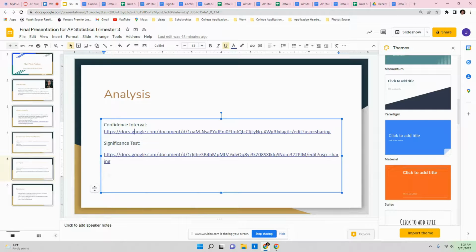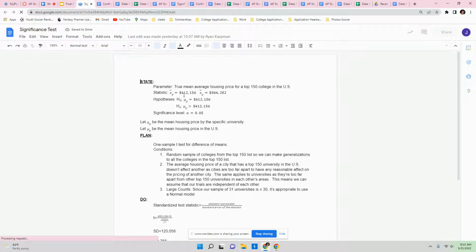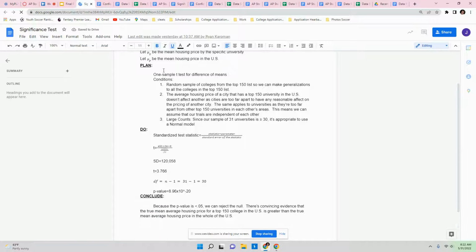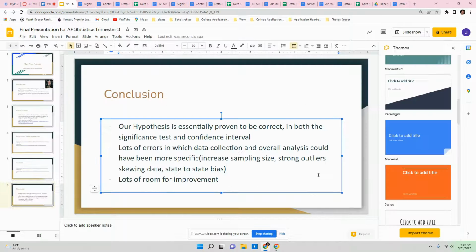And then we'll go back here and go to our significance test. And our significance test kind of nailed this home. As you can see, we again met the 4-step process. We did our steps, we had our work. Our p-value was basically 0, an incredibly low p-value, as you can see here. And we concluded that because our p-value is less than 0.05, we can definitely reject the null. And there's definitely convincing evidence that the true mean average housing price for a top 150 college city in the US is greater than the true mean average housing price in the whole of the United States.